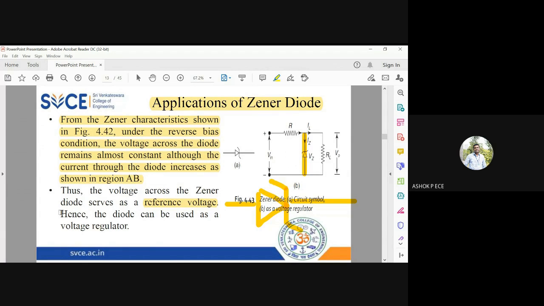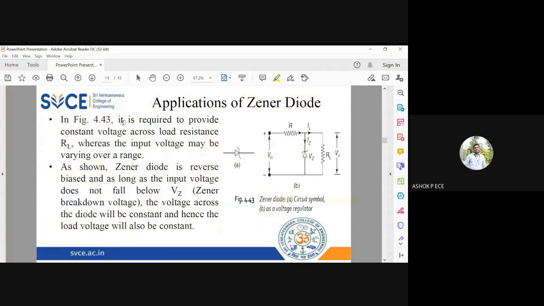So what they say is, if some device can provide me a constant voltage, that device can be used as a voltage regulator. So whatever circuit is going to change, the device will be always giving me constant voltage only. Such devices are called voltage regulators. Okay, so the reverse bias Zener diode can be used as a voltage regulator. So it provides a constant voltage across any load resistance, even if the input is varying.